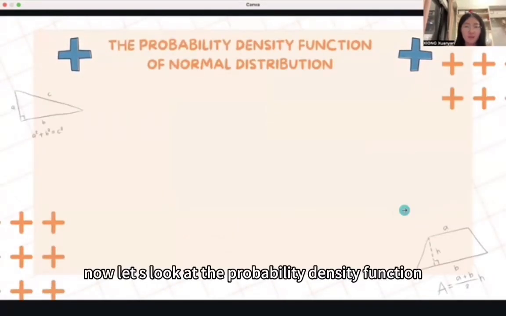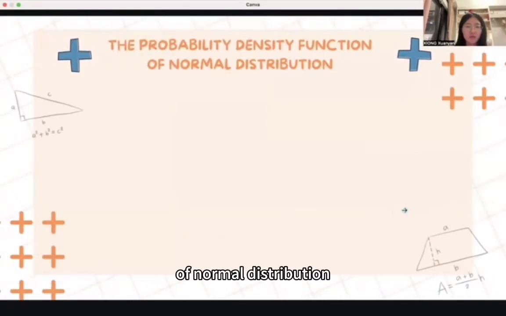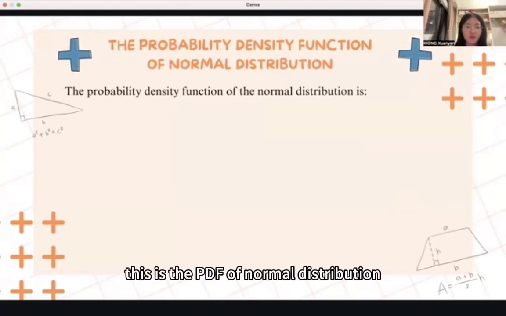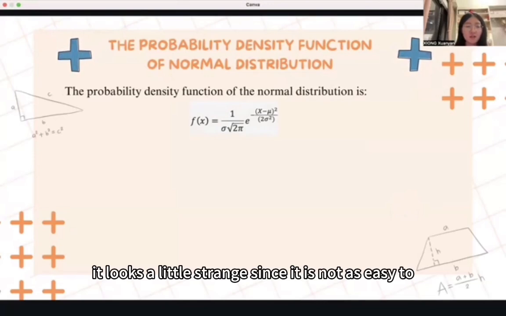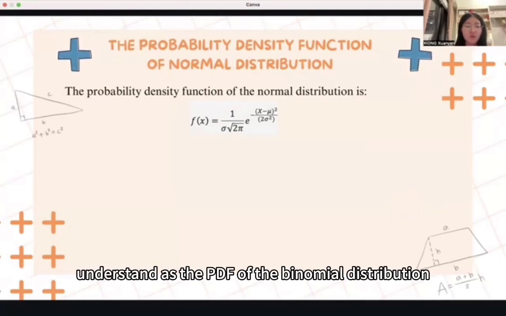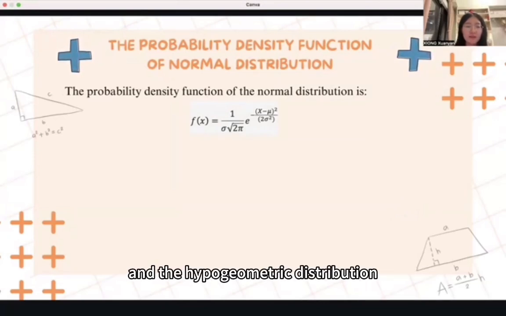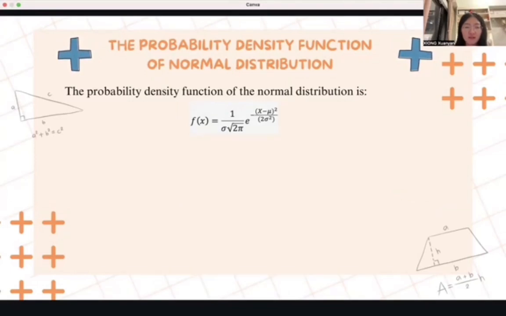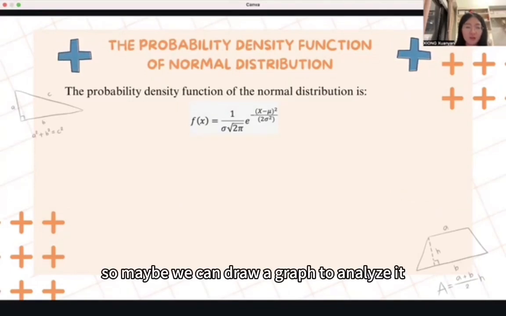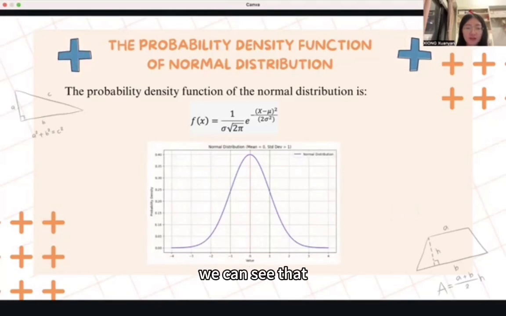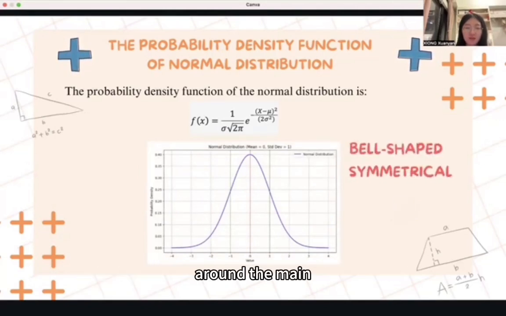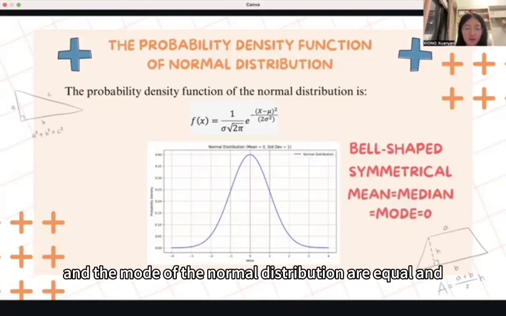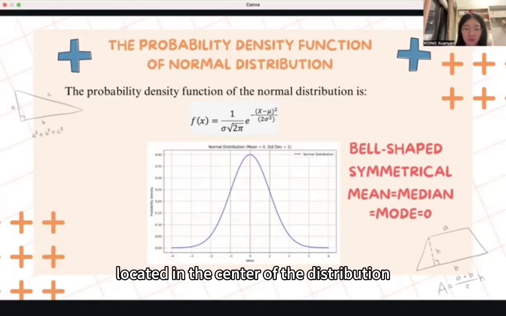Now, let's look at the probability density function of normal distribution. This is a PDF of normal distribution. It looks a little strange since it is not as easy to understand as the PDF of the binomial distribution and the hypergeometric distribution. So maybe we can draw a graph to analyze it. According to the figure, we can see that the graph of the normal distribution is bell-shaped and symmetrical around the mean. Therefore, we can conclude that the mean, median, and the mode of the normal distribution are equal and located in the center of the distribution.